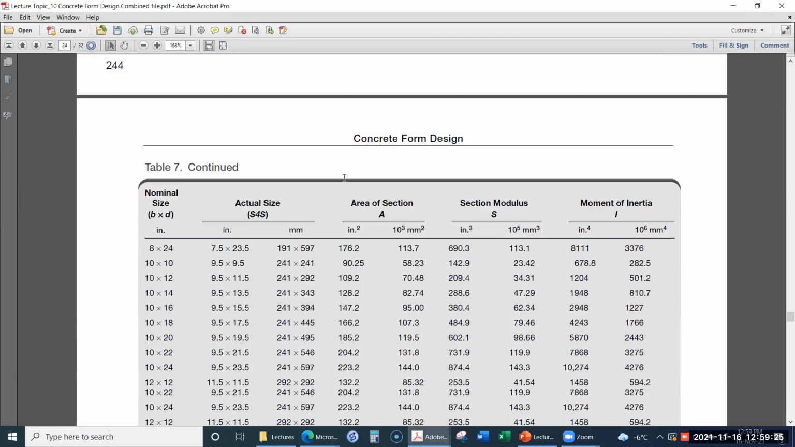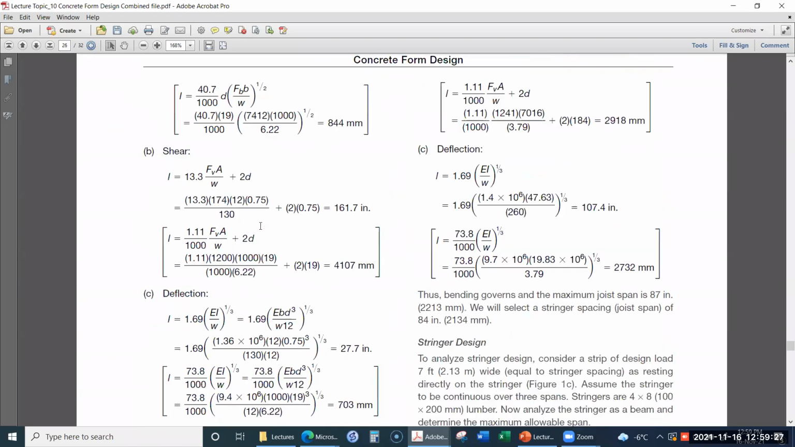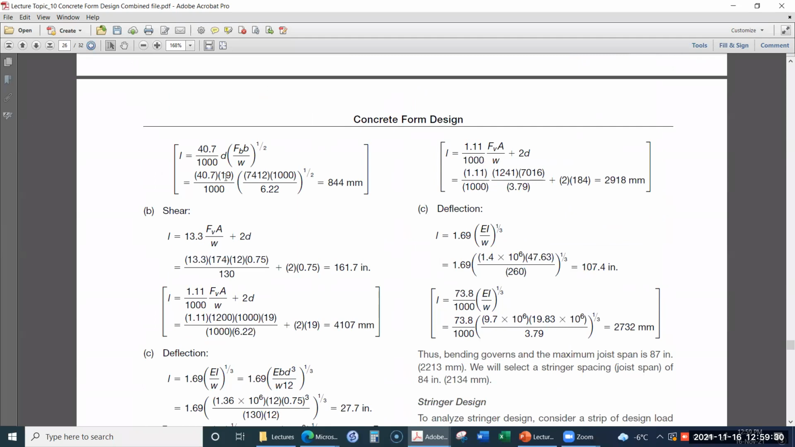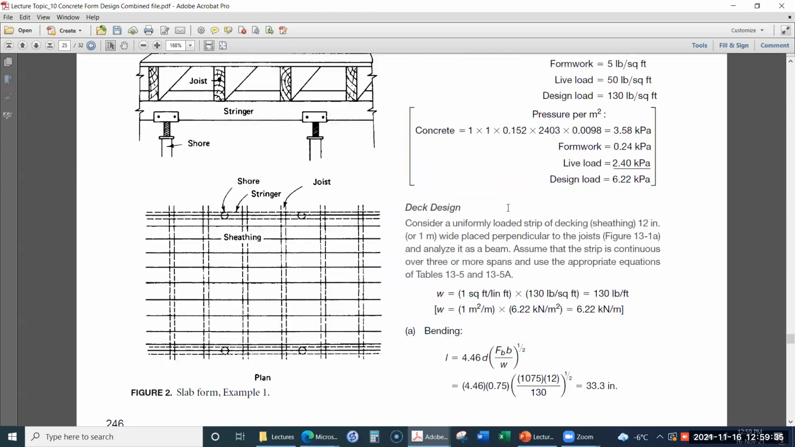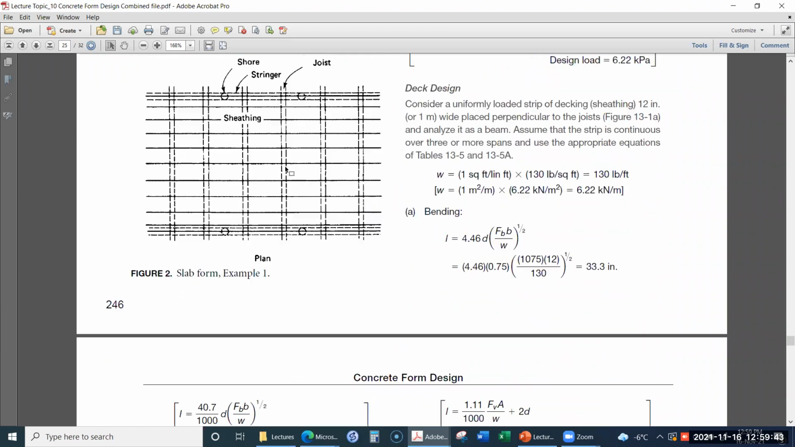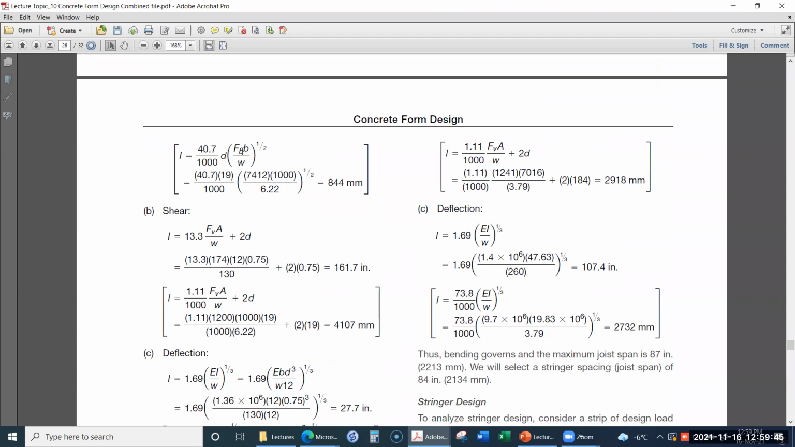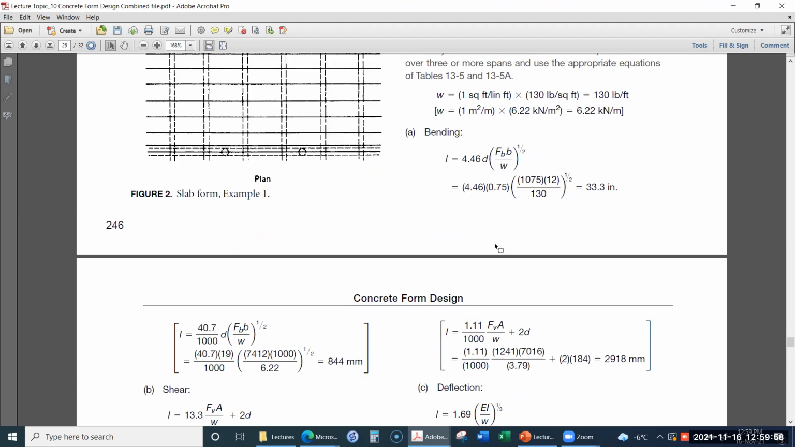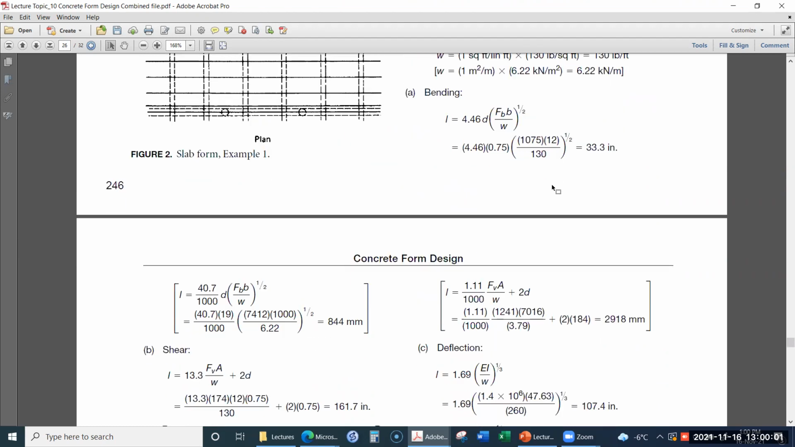Here, 19 millimeter has been used. Fb is the allowable bending stress, 7412, which is given over here, multiplied by the width. For the sheathing, we have taken the width as 1000 millimeter, that is 1 meter wide. And w was calculated to be 6.22 kilonewton per meter.